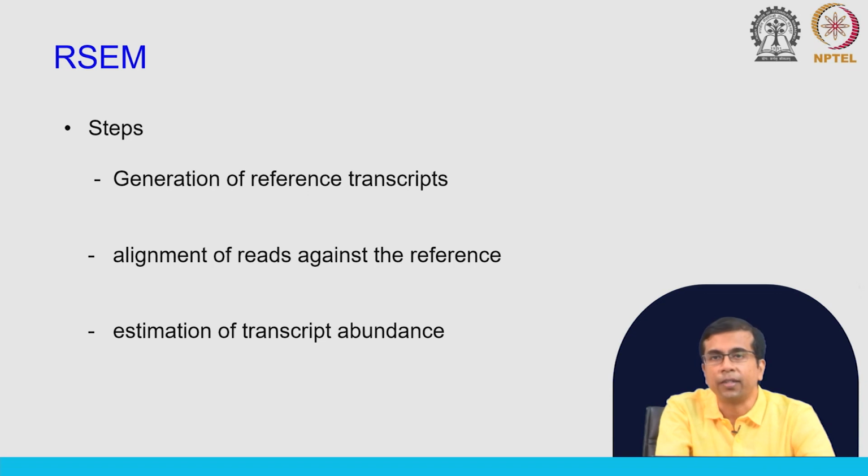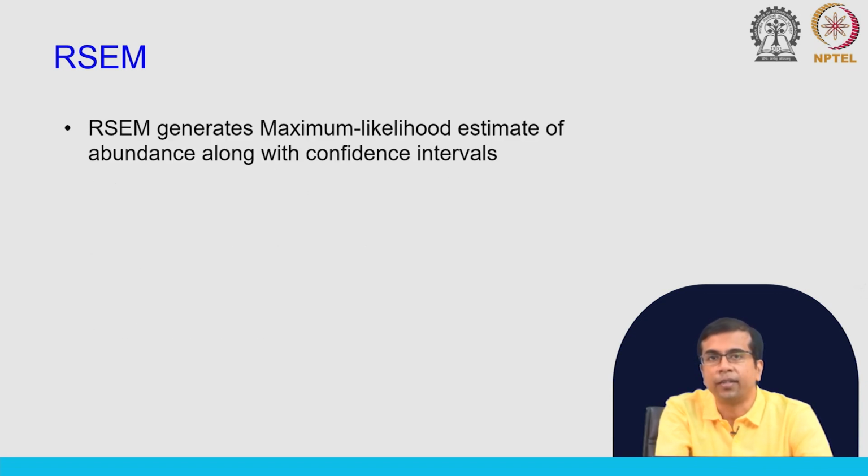What is unique about this tool is that it generates a maximum likelihood estimate of abundance along with confidence intervals. It gives you the 95% confidence interval for each feature. So, it is not just a single number for the count, you also have a confidence interval. If the variance is very high, then you probably cannot trust the data that you are getting.